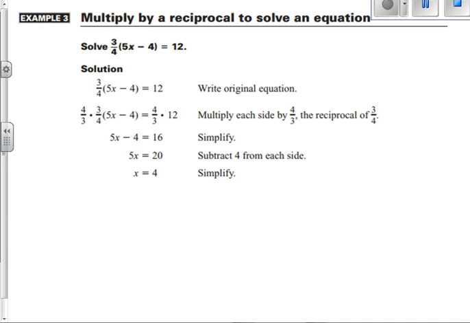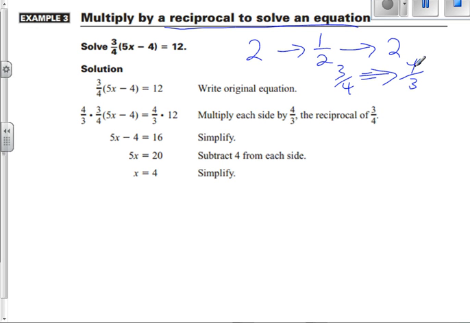Let's see what's next. Yep, I think we got another one here. And then I think you have a few more examples to do. Anyway, this is multiplied by a reciprocal. If you remember reciprocal, if I give you value 2, the reciprocal of that would be 1/2. And then the reciprocal of 1/2, just reverse that again, would be 2. Reciprocal of 3/4, that would be 4/3.